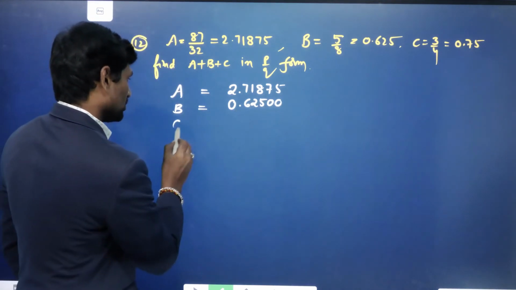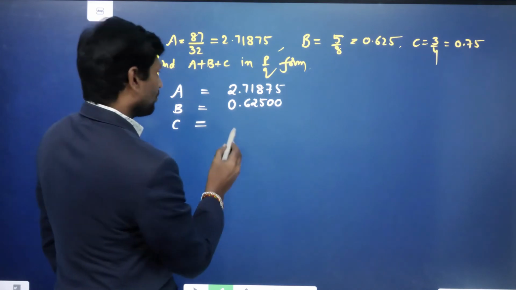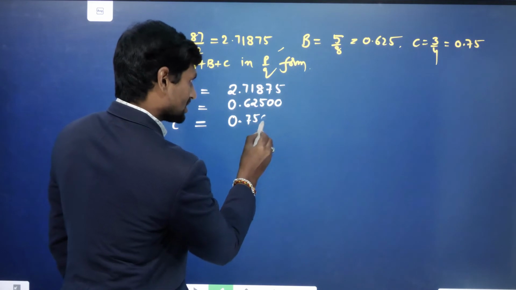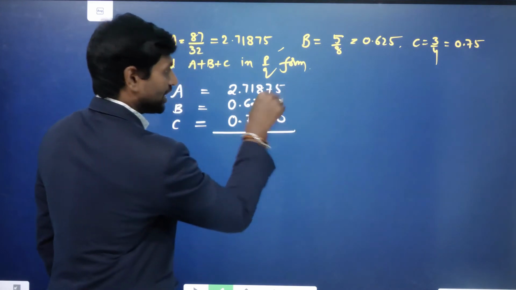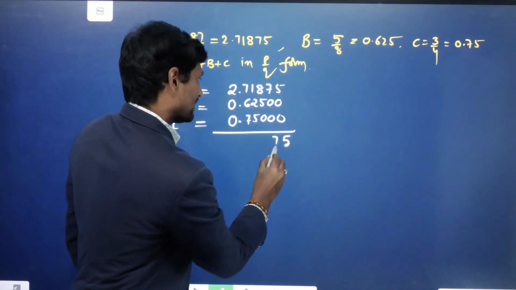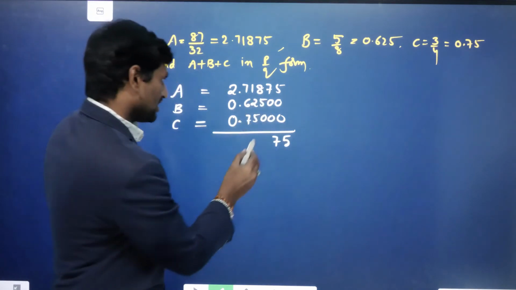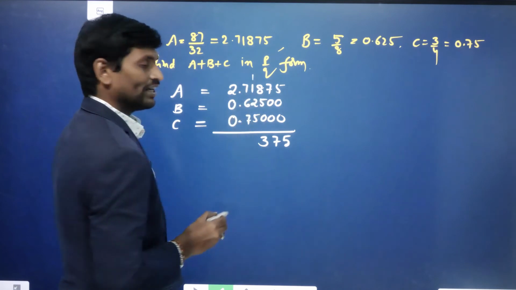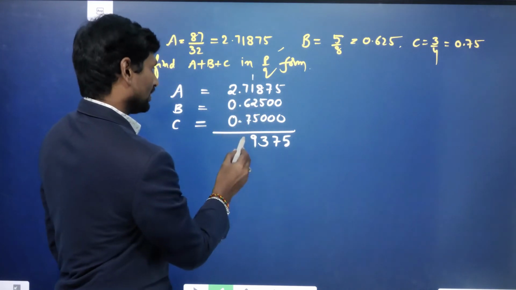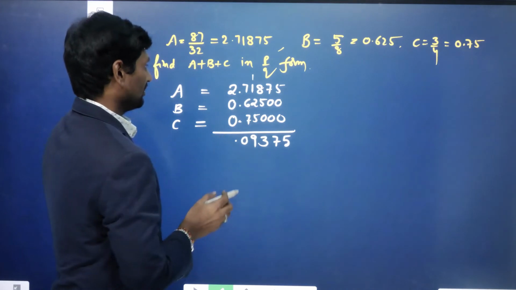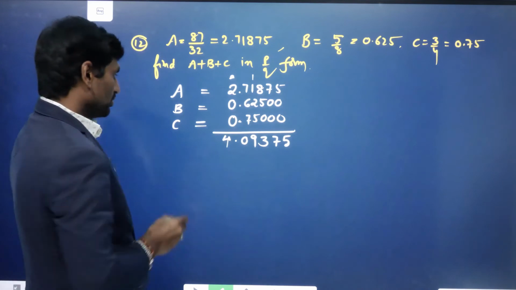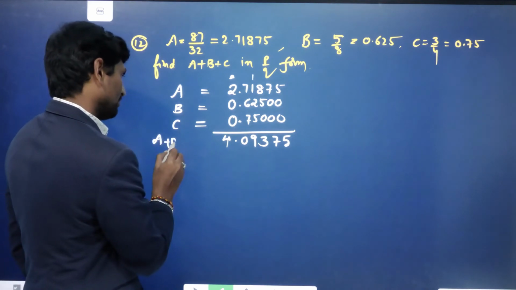Now C is 0.75. So the remaining 3 places are filled with zeros. Now add all of them, then the A plus B plus C value will come. This is 5. Here 7, 8 plus 5 is 13, 1. 4 plus 5 is 9. So 14, 20. Yeah, 4 point 0 9 3 7 5. So this is the value of A plus B plus C.